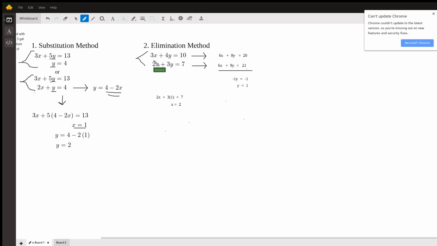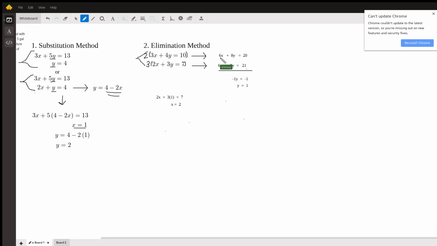So we are going to change both of these coefficients to 6 by multiplying this top equation's coefficient, 3, by 2. And then we're going to multiply the coefficient of x for this equation, 2, by 3. And using the distributive property, we're going to multiply the entire equation by these numbers. And then what we end up getting is this new system of equations over here.